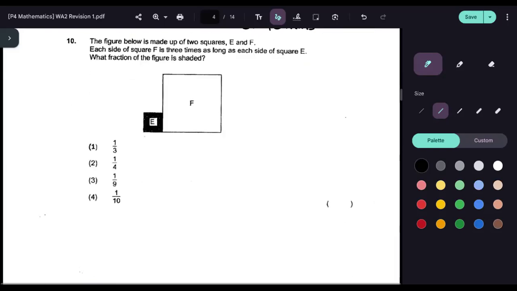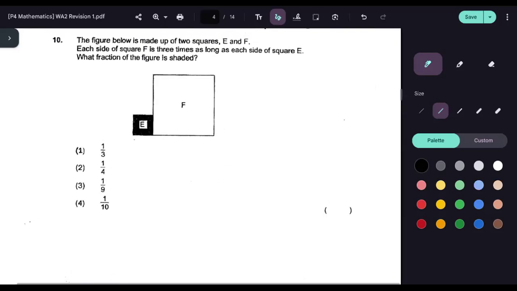Okay, next one. The figure below is made up of two squares E and F. Each side of square F is 3 times as long as each side of square E. What fraction of the figure is shaded? Okay, it says that each side of square F is 3 times as long as square E. So for this one, okay, for primary 4, I'm going to teach you this.